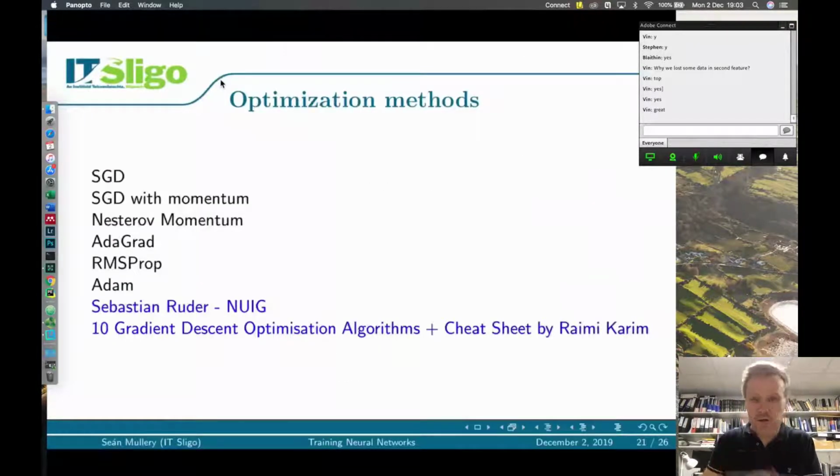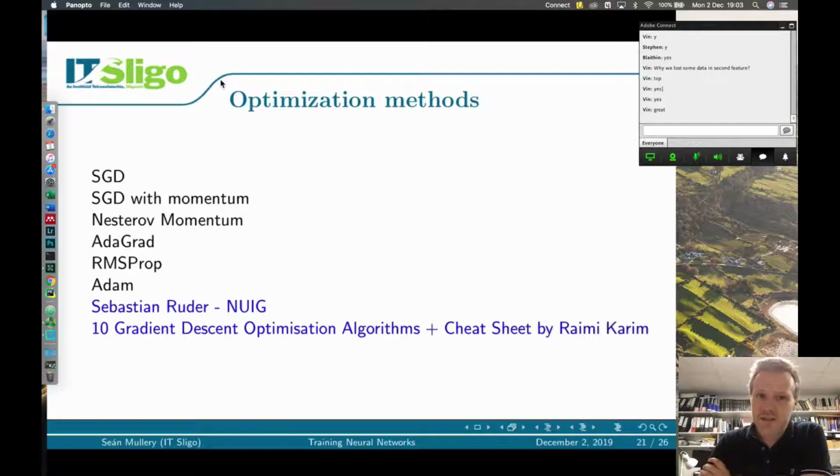Now, there are a load of optimization techniques which I'm not going to go through, but there's a very good paper there by Sebastian Ruder, who I presume was either a student or a postgrad at the time in NUIG, the National University of Ireland in Galway. So our neighbours just about 90 miles south of us here. And there's another nice article there, "10 Gradient Descent Optimization Algorithms: A Cheat Sheet" by Rami Karim. So there are a lot of different versions of this.